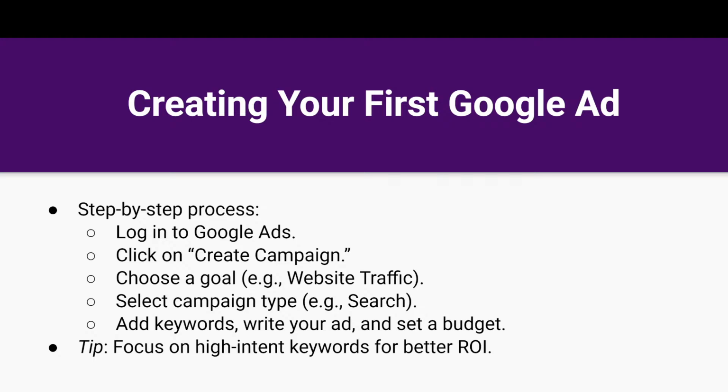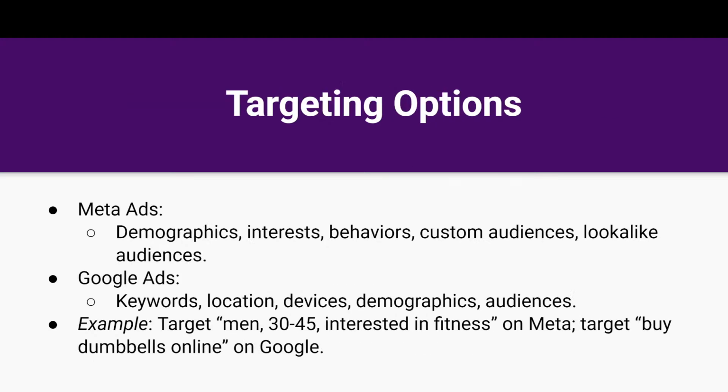So the main tip is to focus on high intent keywords for better ROI. Intent keywords in the sense where people use that more. For example, I've given online courses or best digital marketing course. That is the keyword which many people type on Google. That's the reason I have included those high intent keywords. Okay. So targeting options. How do you target people on Meta?